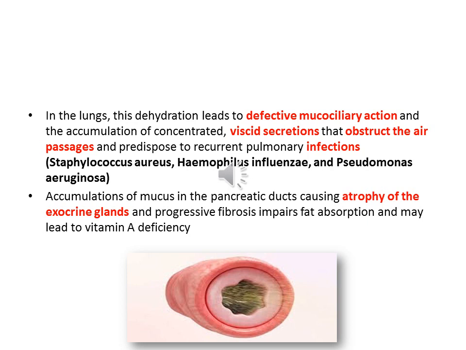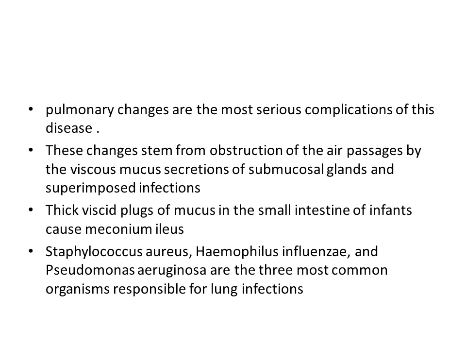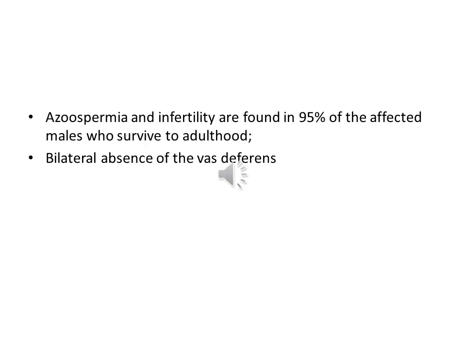The mucus can plug the pancreatic ducts, causing atrophy of exocrine glands, so digestive enzymes cannot be secreted or carried into the digestive system, and malabsorption of proteins and fat-soluble vitamins will happen. Almost all men with cystic fibrosis are infertile because the vas deferens tube is blocked with mucus or missing entirely.